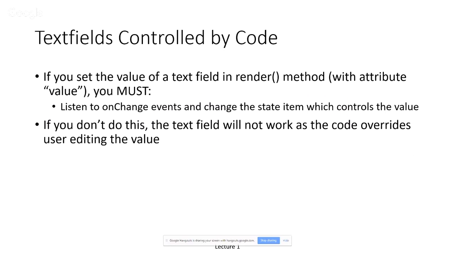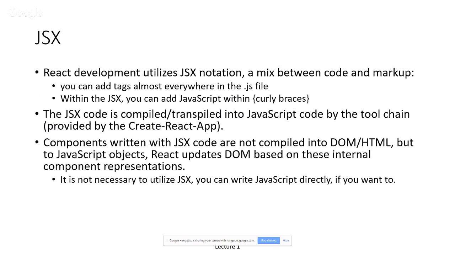Yeah, so if you set the value in the JSX part of the text field and you don't have the onChange, the user cannot edit the value. The text field doesn't work. JSX is this notation where you can mix the code and markup, so you can add tags basically anywhere. You can put them into the values of the variables and so on. And then within the JSX tags, you can use the curly braces to put some JavaScript code in there, so you can go back and forth between those.